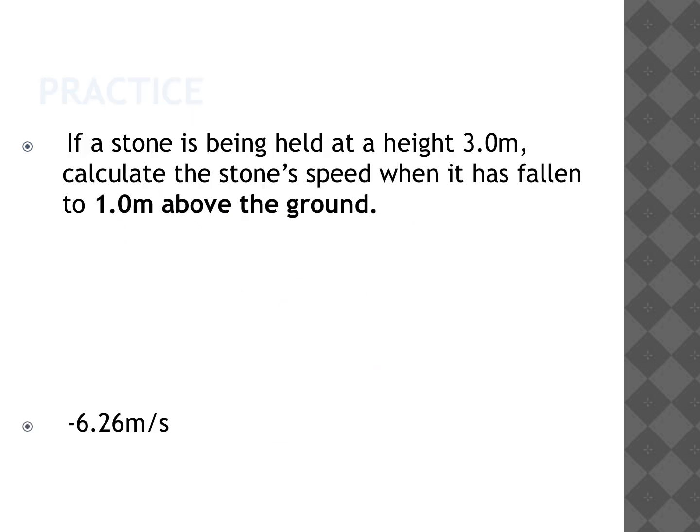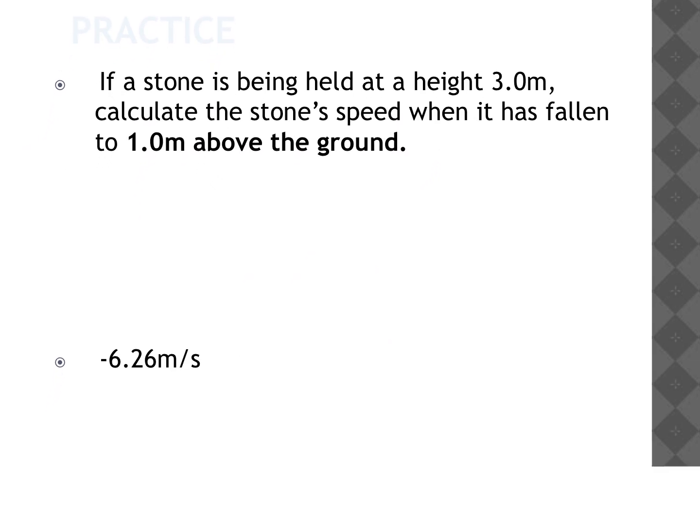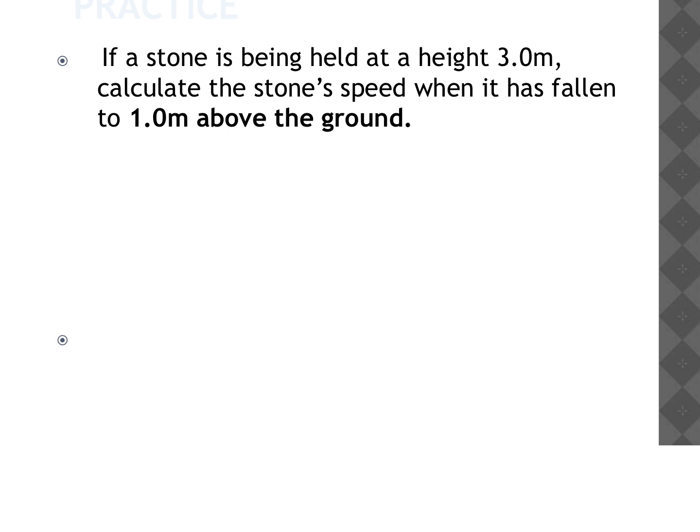Okay? All right, let's try one here. This says, if a stone is being held at a height of 3 meters, calculate the stone's speed when it has fallen to 1 meter above the ground. So let's draw out a little image of what we're talking about here. Here's our object. It's going to fall to be here. Here's the ground. This starts out at 3 meters, and this is 1 meter above the ground.